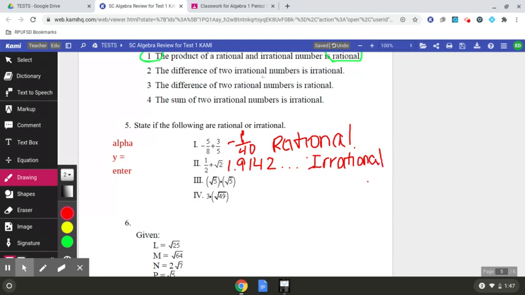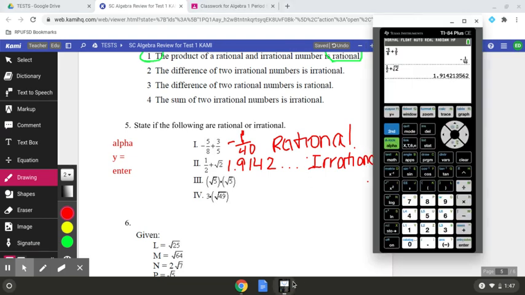Okay, the next one, the square root of 5 times the square root of 5. Again, we're going to use our calculator. So second x squared for that square root. Arrow out to close it. Times the square root, again, of 5. And that gives us an answer of 5, which is a nice number. It's rational.